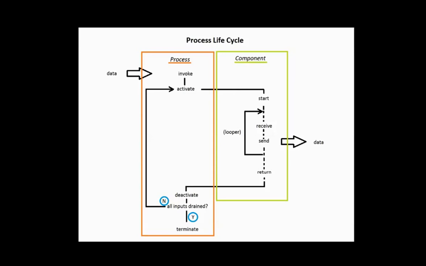Deactivation occurs right after the component returns, but the return is not enough to bring down the process. That decision is made by the scheduler based on whether all input streams have been drained and all upstream processes have been closed down. If this is true, then the component program is not re-invoked, is not reactivated, but various closed down activities start to take place and the process terminates.